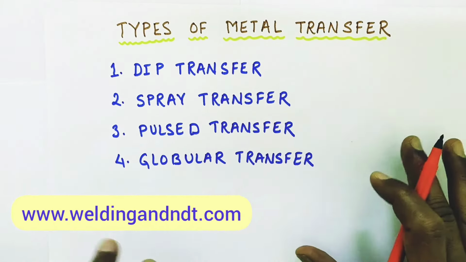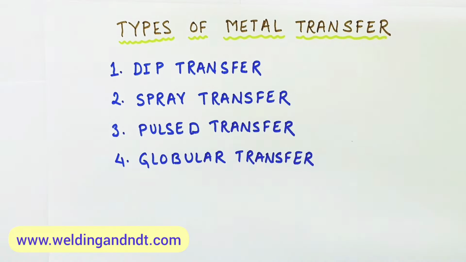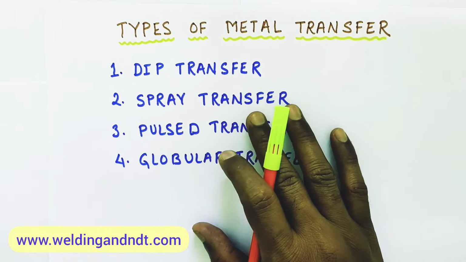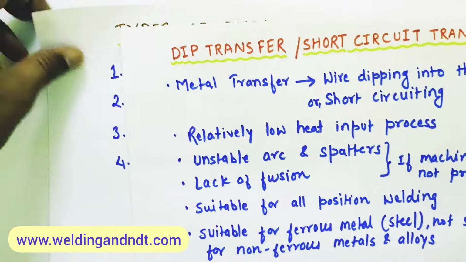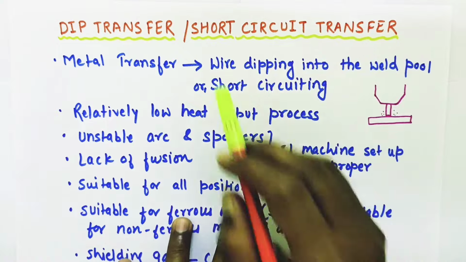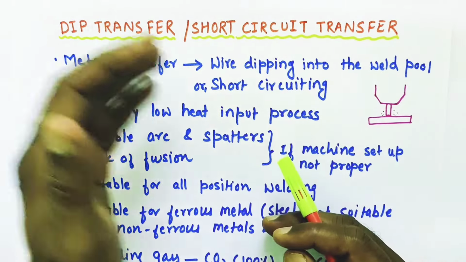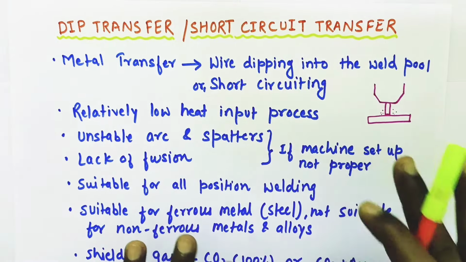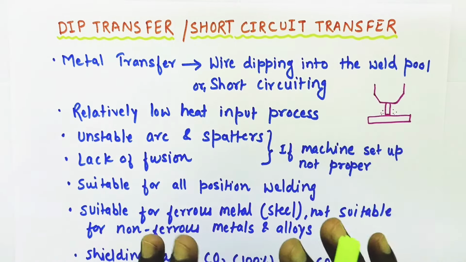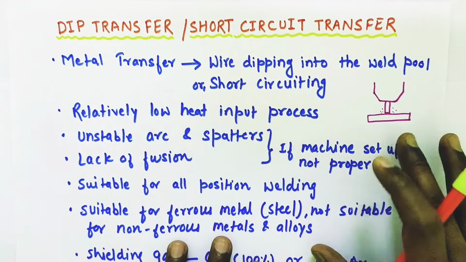And in MIG or MAG welding, there are 4 main types of metal transfer. We'll understand these one by one. Now dip transfer. First one is dip transfer, or it is also called as short circuit transfer. In some books they mention dip transfer and short circuit transfer as separate, but for a broader classification, these are considered as one type of metal transfer.